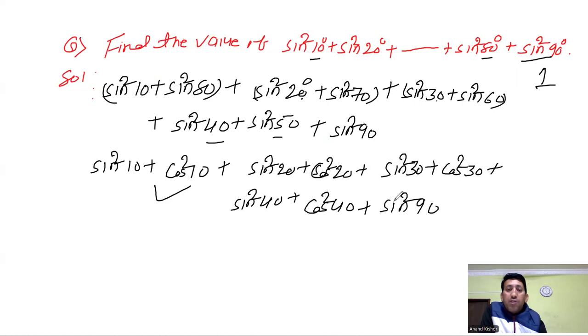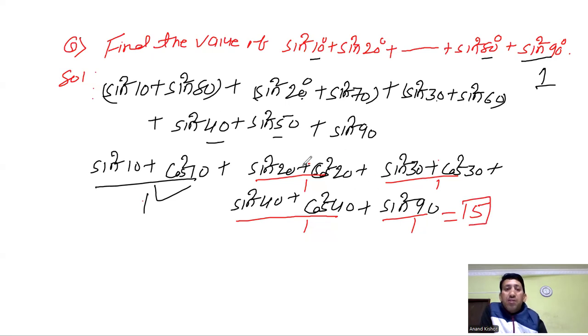Sin square 90. So see what the angle is. This is one, this also one, this also one: sin square theta plus cos square theta is one. This we have studied in 10th standard. This also one. What is the answer? 1, 2, 3, 4, 5. So our answer is 5. This is a very moderate problem we can solve easily.